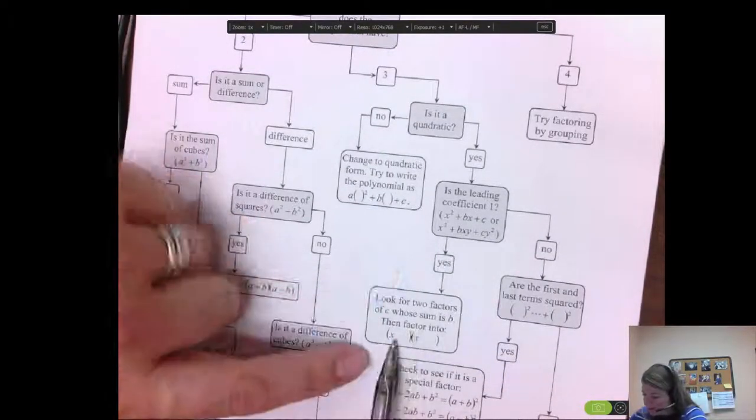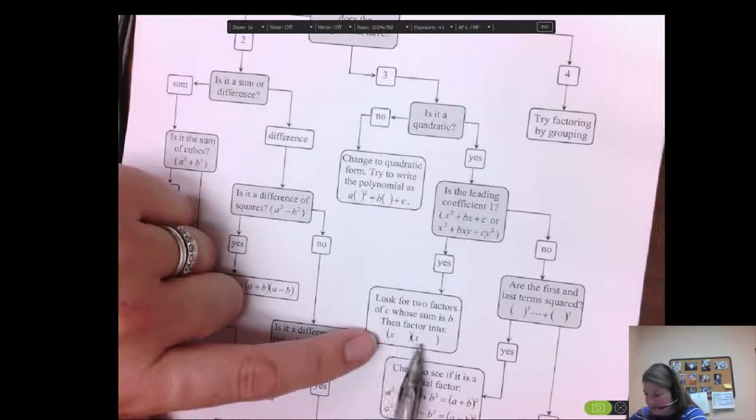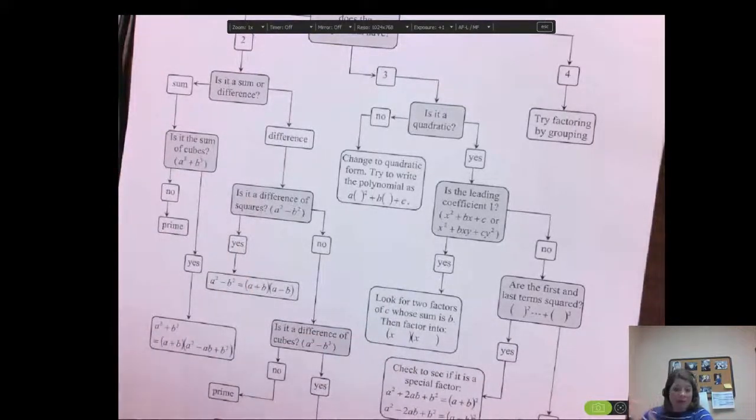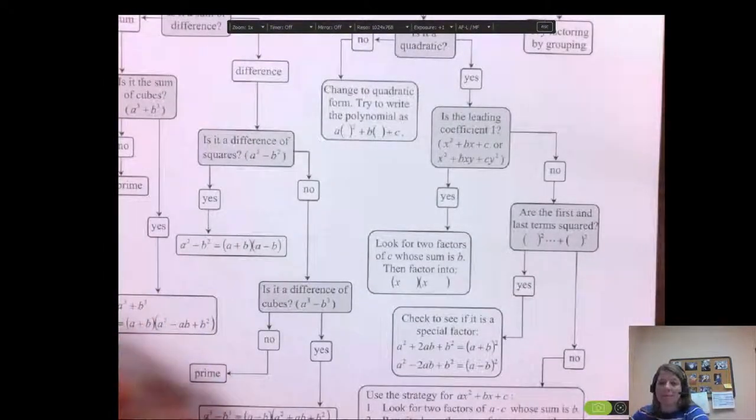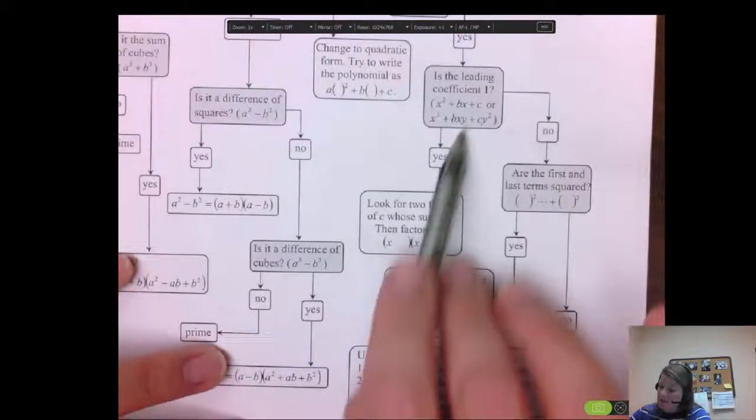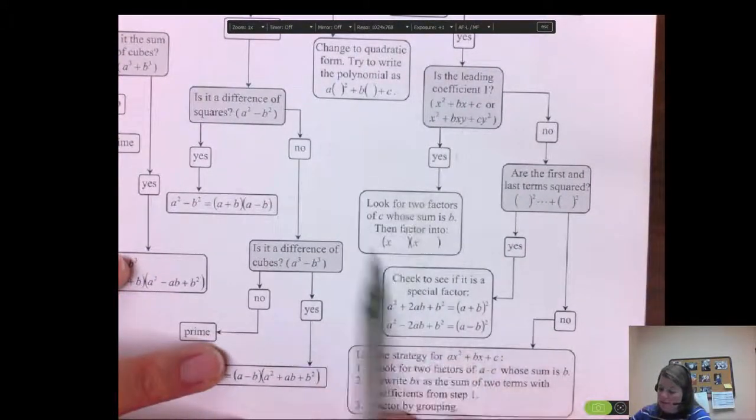Coefficient of 1, well, we know it's going to be x and x, right? And then you have to come up with the other numbers by asking what multiplies to the last number and adds or subtracts to the middle number, like we did before. So these ones are easier trinomials.